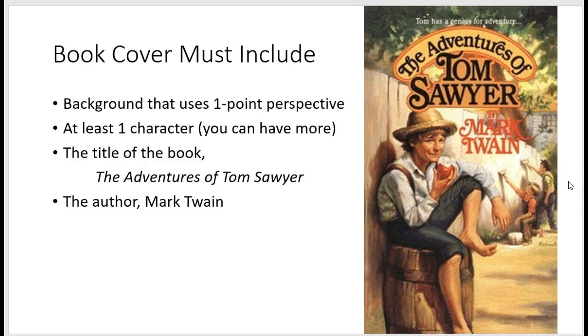It has to have at least one character, so we have one character here, but you also could have more. You need to have the title of the book. In this case it is The Adventures of Tom Sawyer. And then you need to have the author, who is Mark Twain. You can have extra, so this one says Tom has a genius for adventure. You can add extras if you want, but you have to have at least these 4 things.